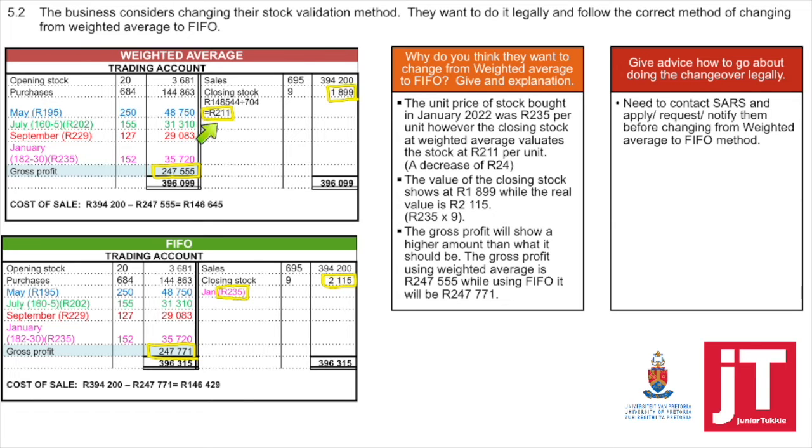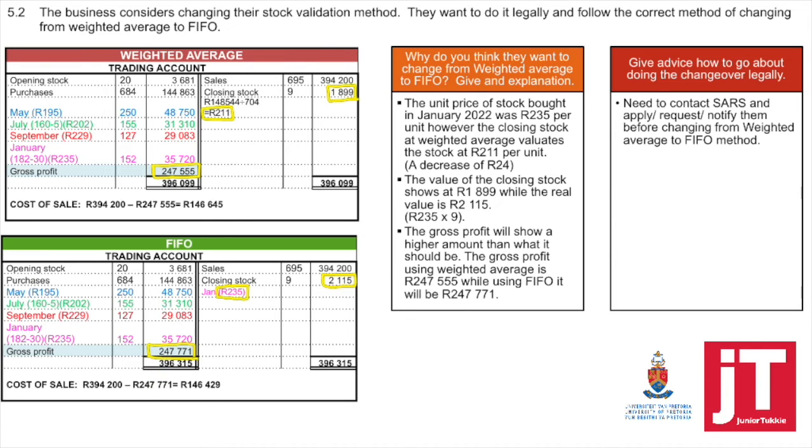However, if we look at the weighted average, it's 211. So there's a 24 Rand difference. If we look at the value of the closing stock, using weighted average, it is less than using FIFO. And as I've mentioned earlier, the gross profit will show a higher amount using FIFO.